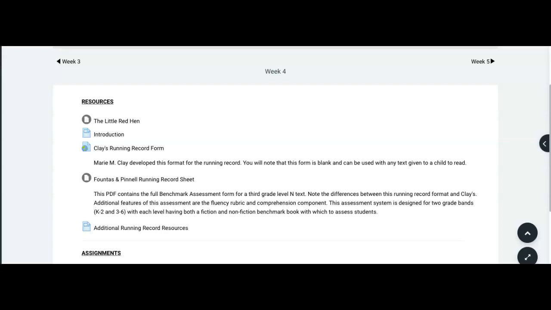So in other words, it's not just taking the running record and figuring out the accuracy rate and the self-correction rate. It's also about analyzing the miscues the child made when reading. Were the miscues meaningful? Were they syntactically correct? Or did the miscues visually resemble the actual text the child was reading? The MSV.